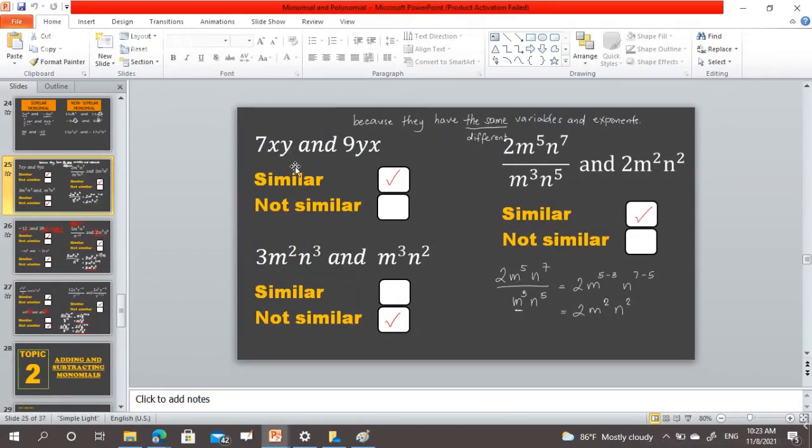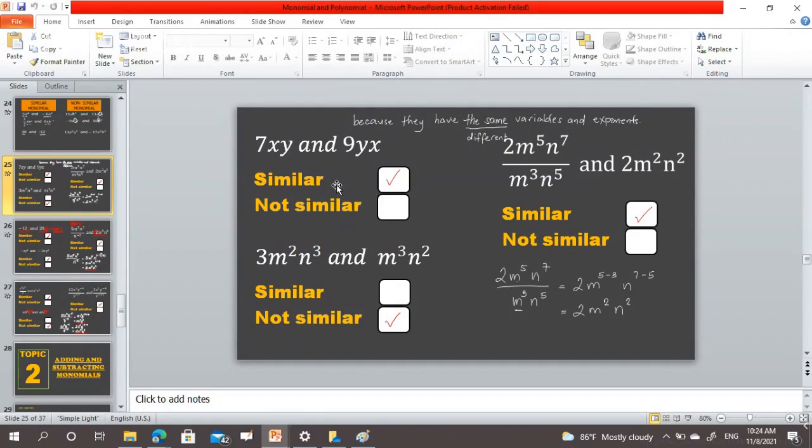7xy and 9yx are similar, they're the same. Yes, they are the same. Why? Because they have x and y. What do you call x and y? The x and y, what do you call that?